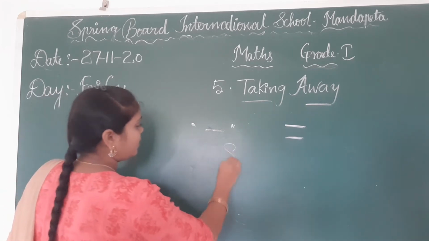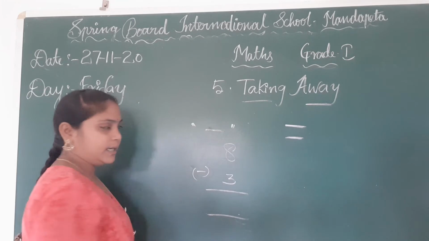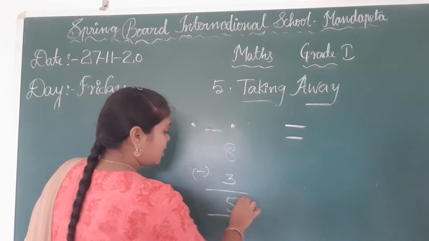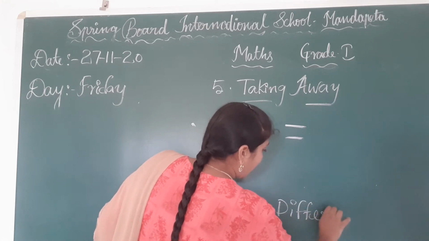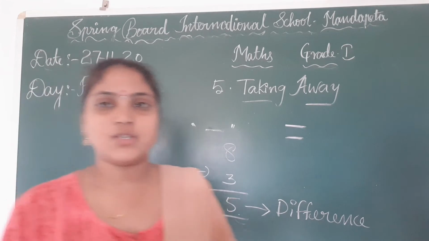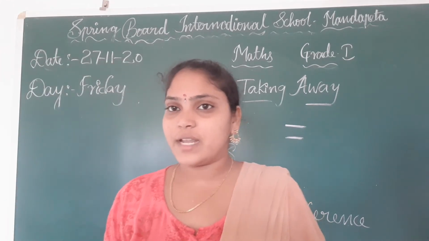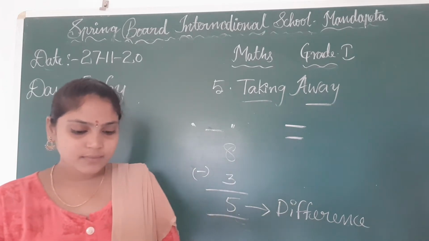For example, 8 minus 3. So 8 minus 3 is 5. So here this is called difference. The answer of the subtraction sum is called difference. Okay, children? The answer of the subtraction sum is called difference.